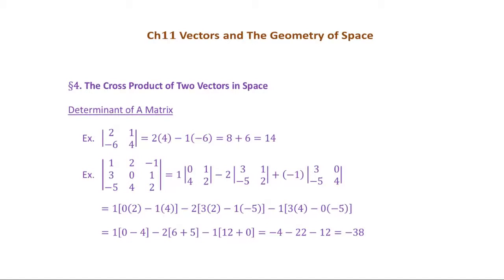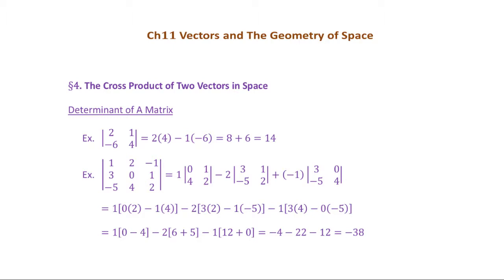But let's just do a few examples of determinant of matrices. So for example, if you want to find the determinant of a 2 by 2 matrix, 2, 1, negative 6, 4, you're going to multiply 2 and 4 and subtract the 1 times negative 6. Okay? The current definition. Just do cross multiply and subtract. 2 times 4 is 8, and the negative 1 times negative 6 is positive 6. You get 8 plus 6, which is 14.